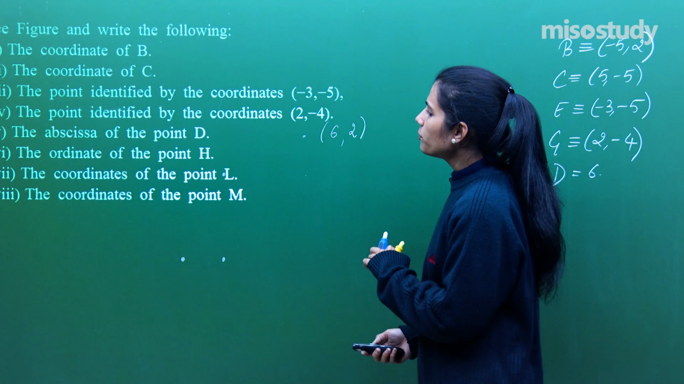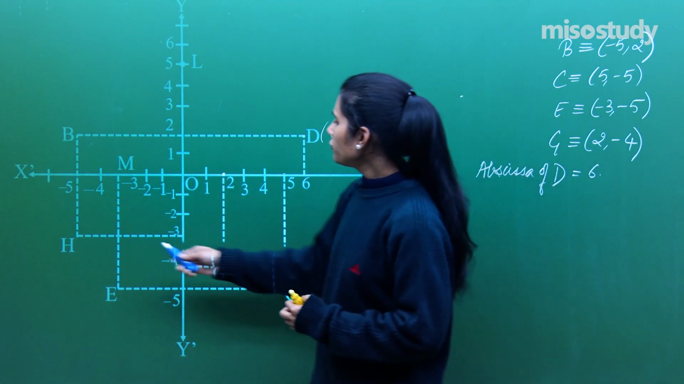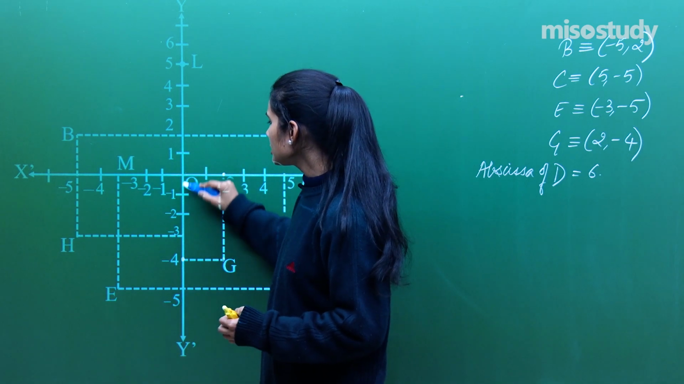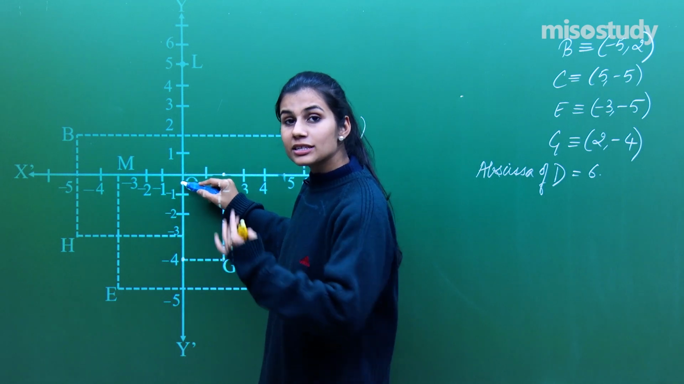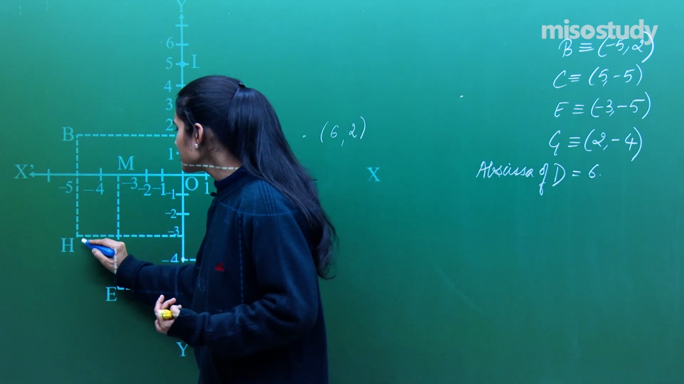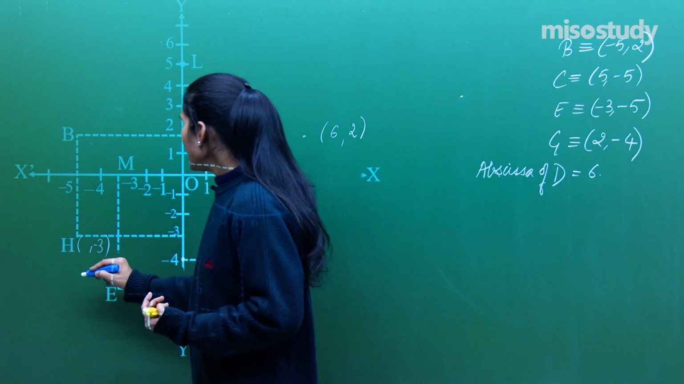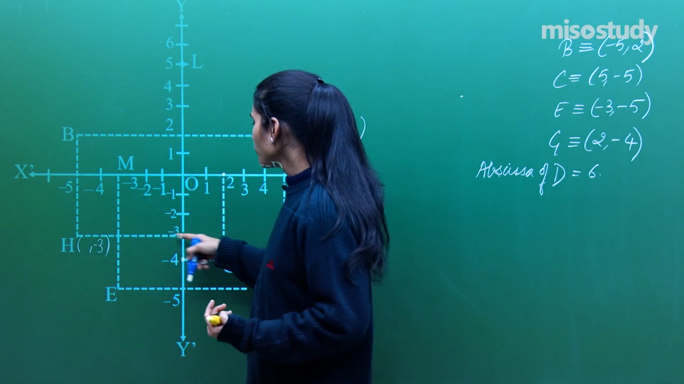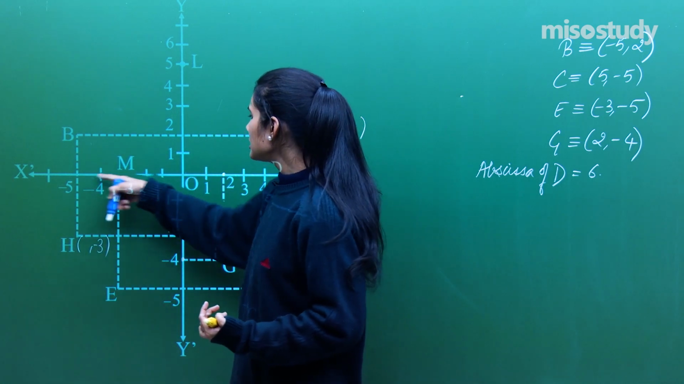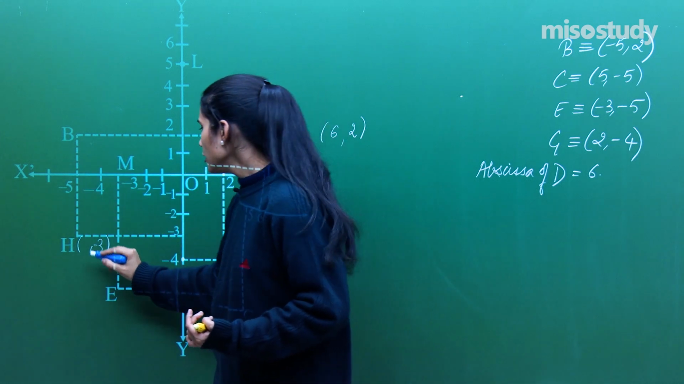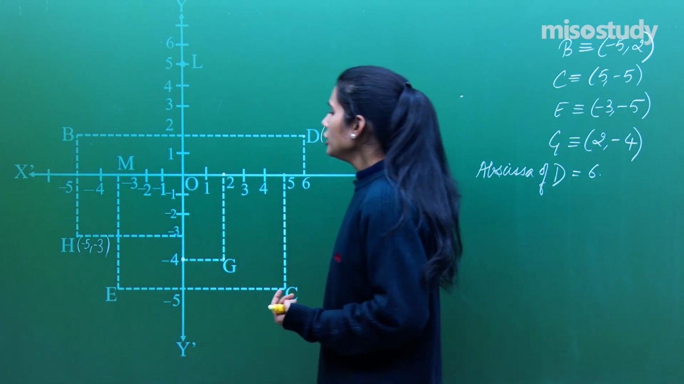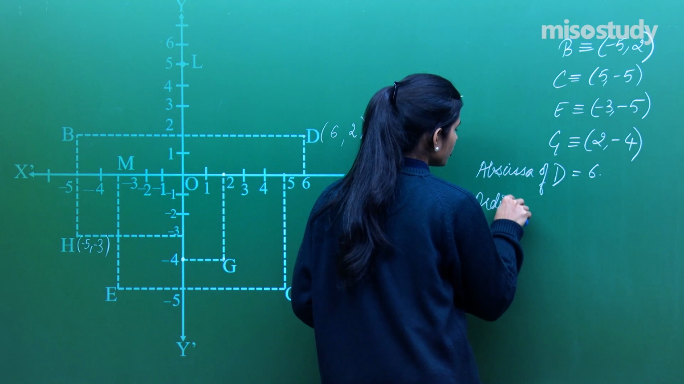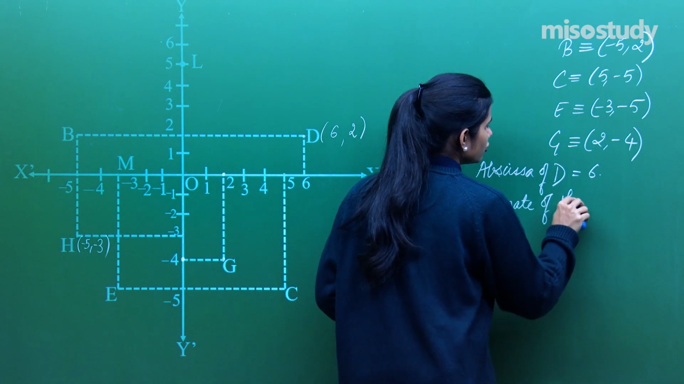Next you have the ordinate of point H. This is H. Again you can see the distance of H from the x-axis is this much, which is -3, basically 3 units along the negative y-axis. So the distance of the point from the x-axis gives you the y coordinate, and the distance of the point from the y-axis gives you the x coordinate. What is the distance of point H from the y-axis? It is this much, which is 5 units along the negative x-axis, so it is -5. So -5, -3 are the coordinates of point H. Ordinate of H, that means the y coordinate of H, is -3.